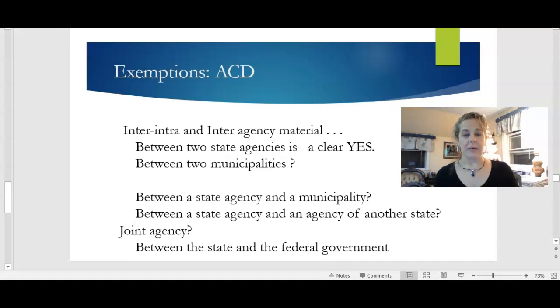However, I take the position, and I would err as a custodian on the side of caution and not disclose anything that was ACD in nature, but between, say, municipalities or agencies of different states.